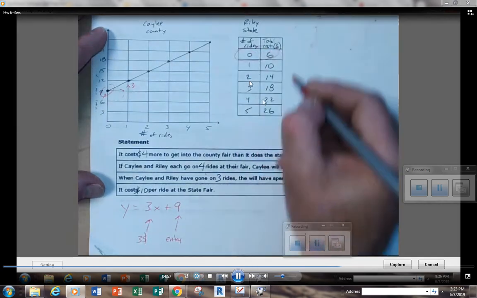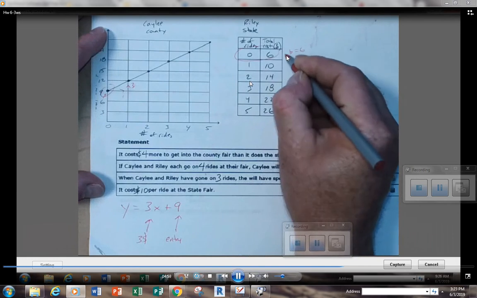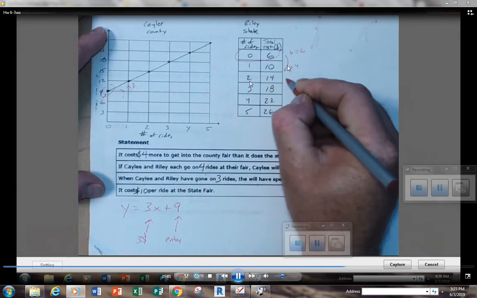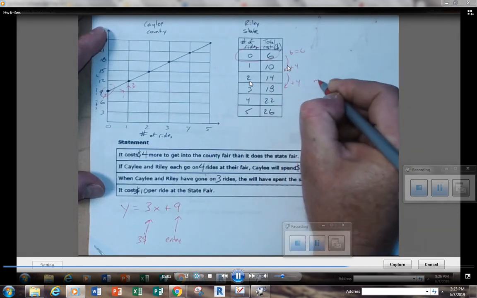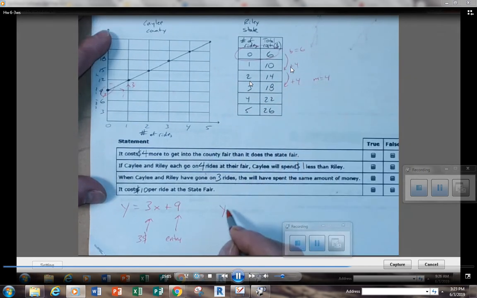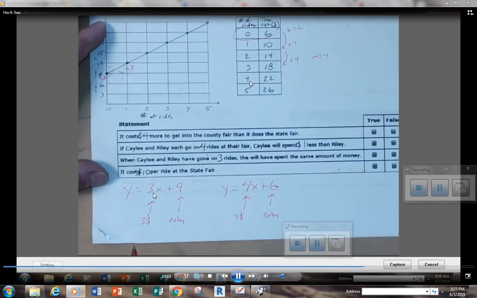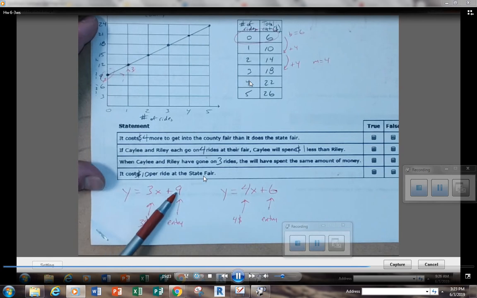This one, the y-intercept of 6, adding by 4. So if I put those together with my slope of 4 and my y-intercept of 6, I get y equals 4x plus 6, where you can see the state fare is $4 per ride and $6 to get in, and the county fare is $3 per ride, $9 to get in. So now my questions.